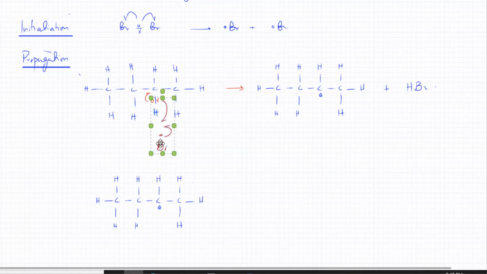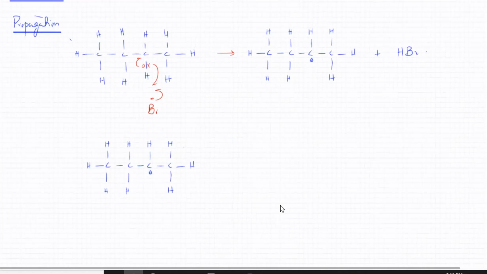Yeah, thank you. So the Br just came in, stole it, and formed HBr. And the next part is that the carbon needs its electrons back, so it's going to attack a bromine molecule. It's going to do the same thing: it will see the bromine atom and try to pull the electrons of the bromine atom and bond with it, and the other bromine atom would just go away.